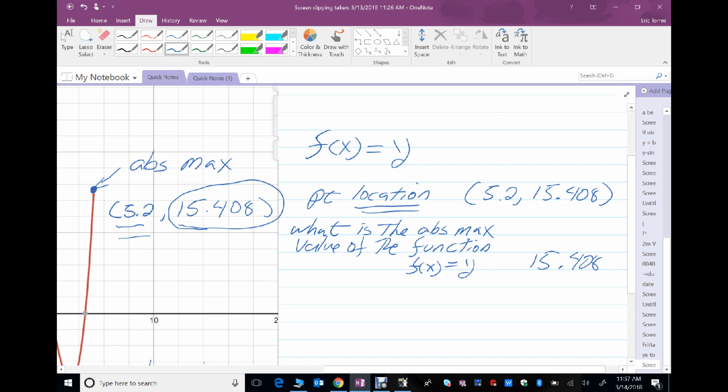Of course, it's conceivable that I ask you, for what x value does the function reach its absolute maximum? And again, if I ask you what is the x value, the answer is 5.2. So you have to read the question. You have to understand exactly what is being asked of you. That's expected.